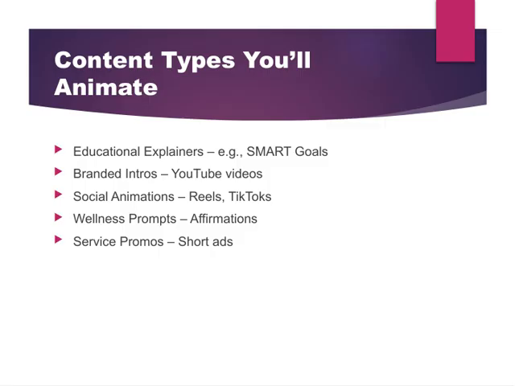Next, social animations are perfect for platforms like Reels and TikToks, short, eye-catching clips that grab attention quickly. Wellness prompts, such as affirmations, are another powerful type. They're inspiring messages that can boost motivation or mindfulness. And finally, service promos, which are short advertisements designed to promote a product or service efficiently and effectively. By understanding these different content types, you can tailor your animations to fit the purpose and platform, ensuring your message resonates and engages your audience throughout the entire presentation.